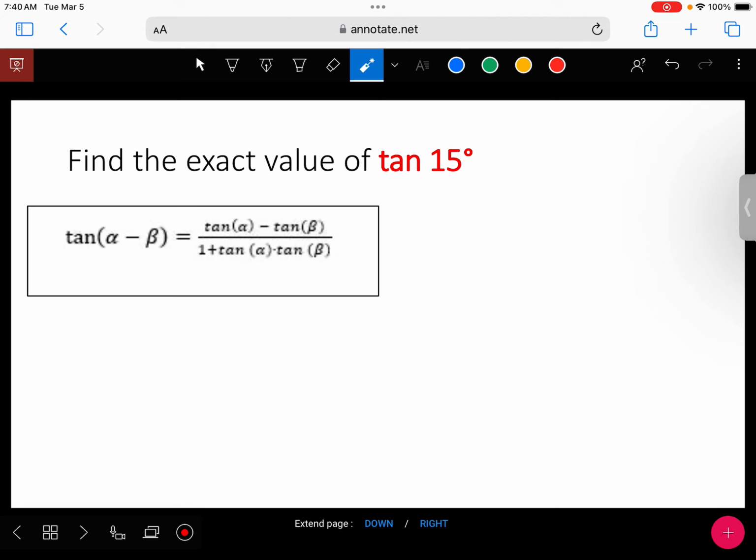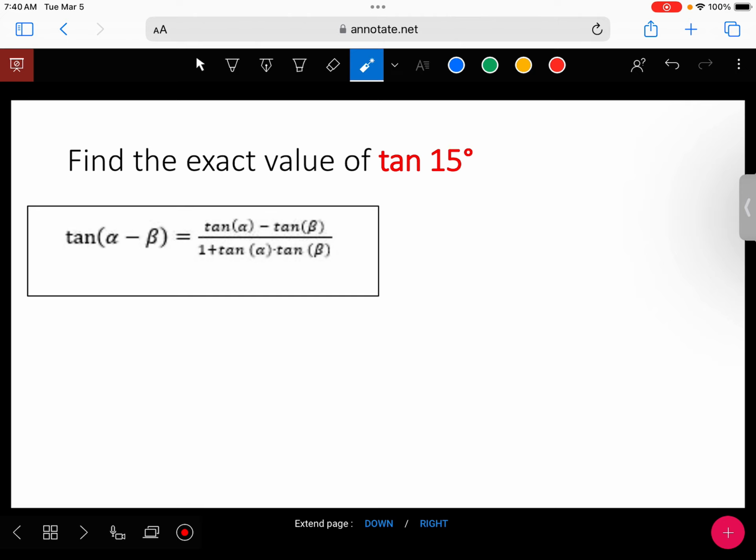45 and 30. Who thinks 45 and 30? Anyone think 60 and 45? Okay, either one will work. I'm going to do 45 and 30 because that one's a little bit harder. So you can see, because the tangent of 30 is root 3 over 3. So let's do that one, even though it's going to be more work, okay?